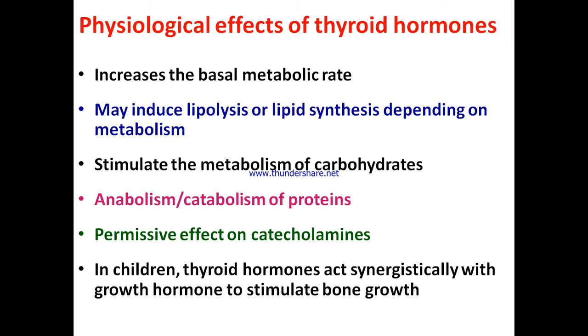Thyroid hormones stimulate the metabolism of carbohydrates and anabolism or catabolism of proteins depending upon the situation. Thyroid hormone has a permissive effect on catecholamines. Only in the presence of thyroid hormone can the catecholamines cause their full effects on cells. That is the permissive effect. In children, thyroid hormones act synergistically with growth hormone to stimulate bone growth.